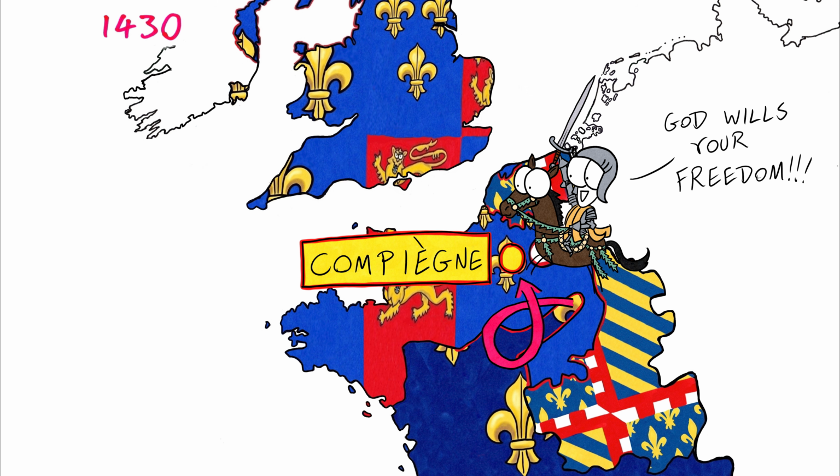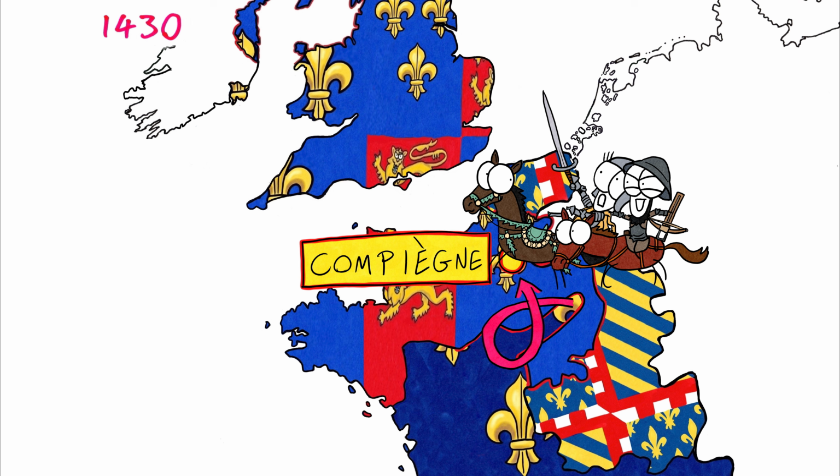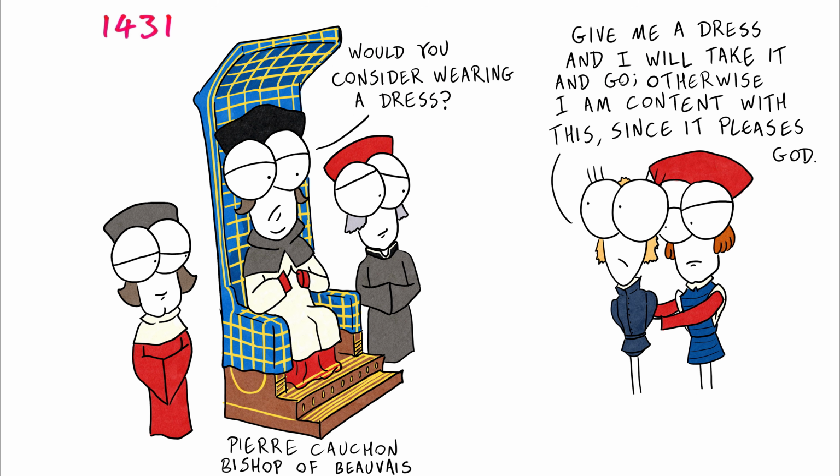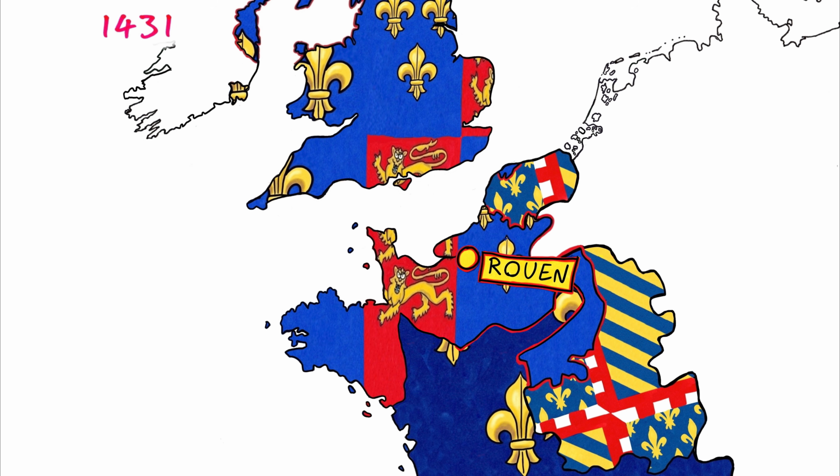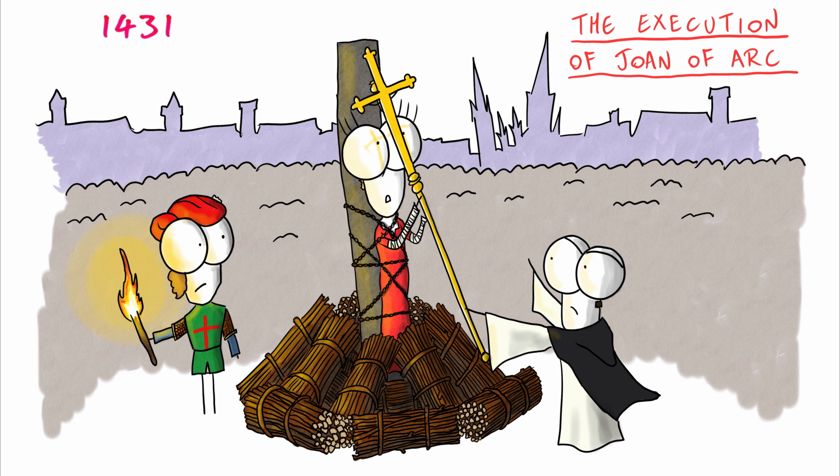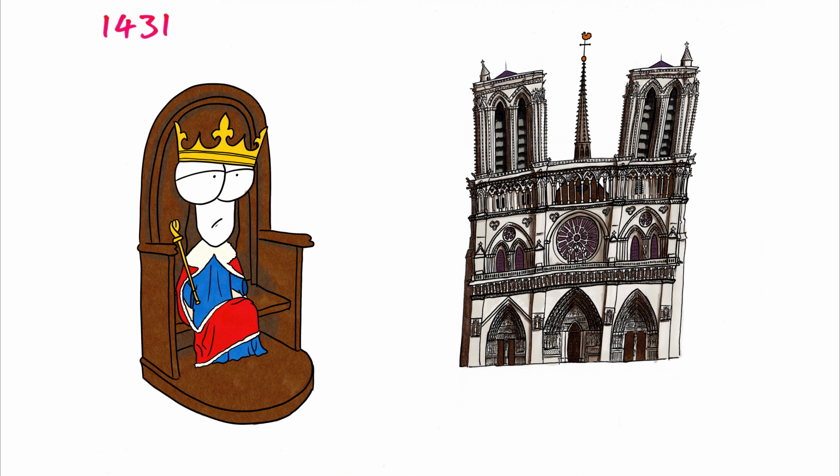Joan of Arc led to great gains for France, but was later captured by the Burgundians and sold to the English, who tried her for heresy and blasphemy, having dared wear men's clothes. She was burned at the stake. Henry would later be crowned King of France in Notre Dame in Paris.